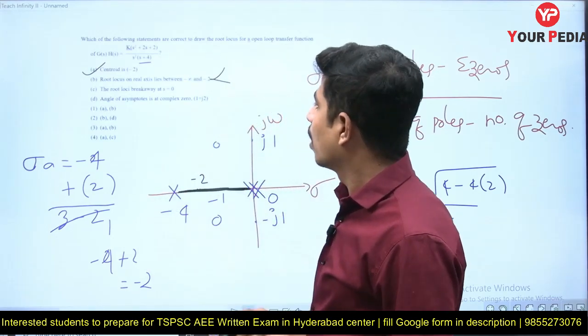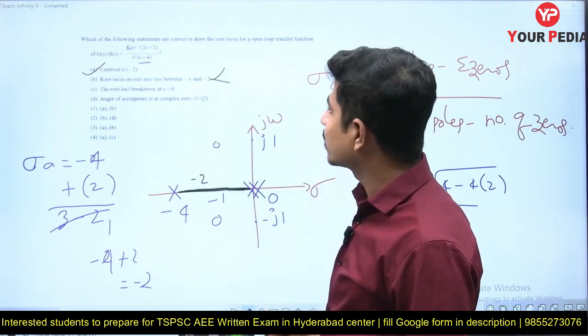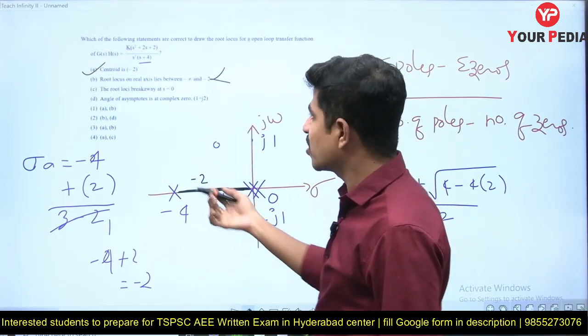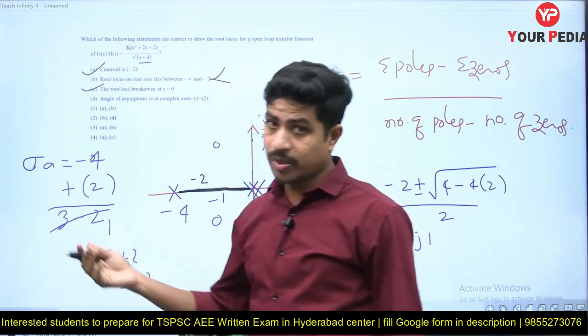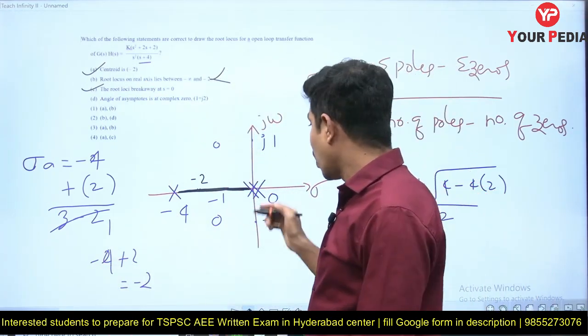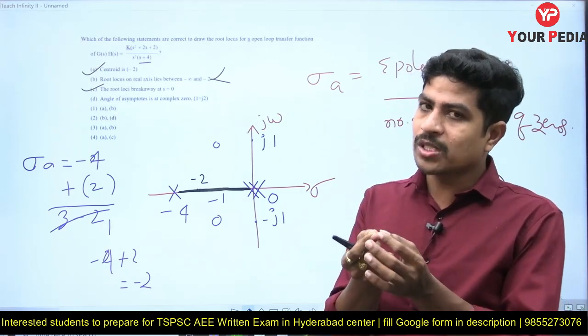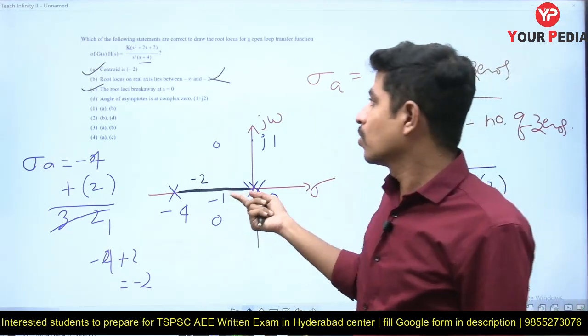Option C: the root loci break away at s is equal to 0. Yes, very much yes. The third one is also correct. Why? Because at the origin we have two poles. If there are two poles, definitely those poles must break away from there. So the third one is correct.